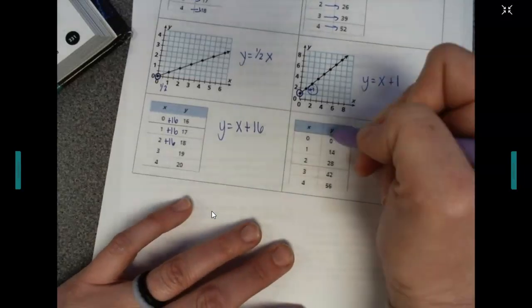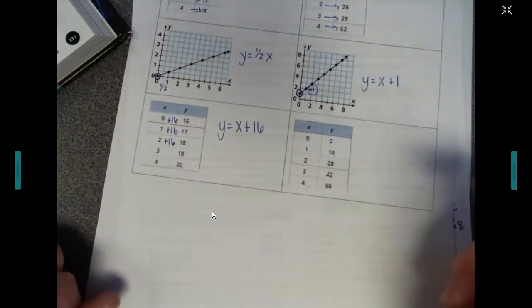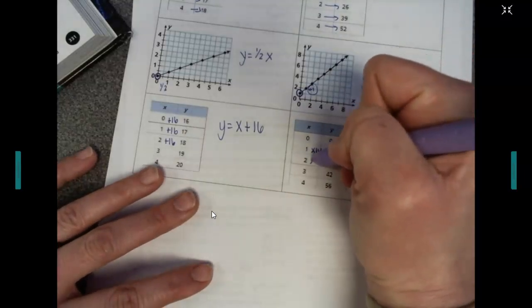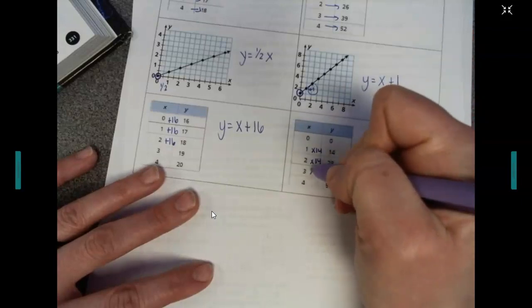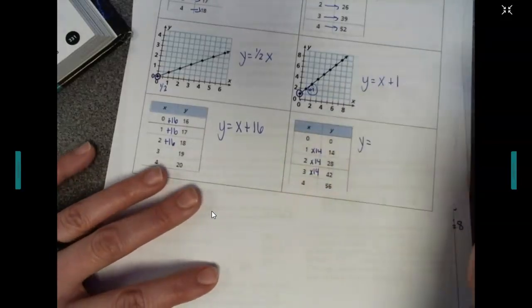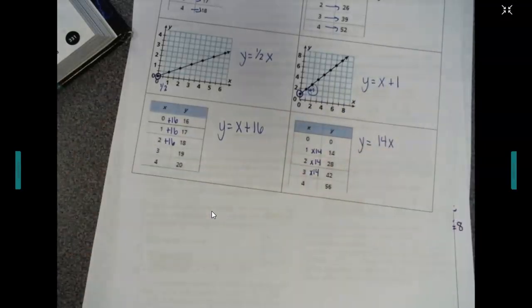And our last one, to get from 0 to 0, anytime you have 0, 0 at the top, that means we're going to multiply. To get from 1 to 14, I'm going to multiply by 14. 2 times 14 is 28. 3 times 14 is 42. So we're going to start with y equals. We're going to multiply by 14, so 14x. And I know this takes a little bit more time, so I'm not looking for mastery right now. This is an introduction level of this for you, so just take your time.